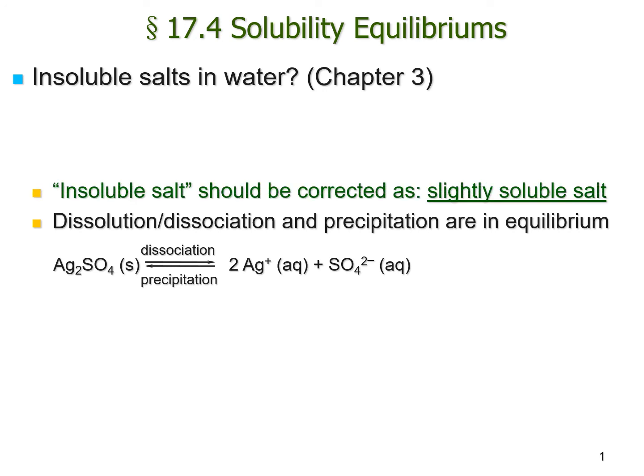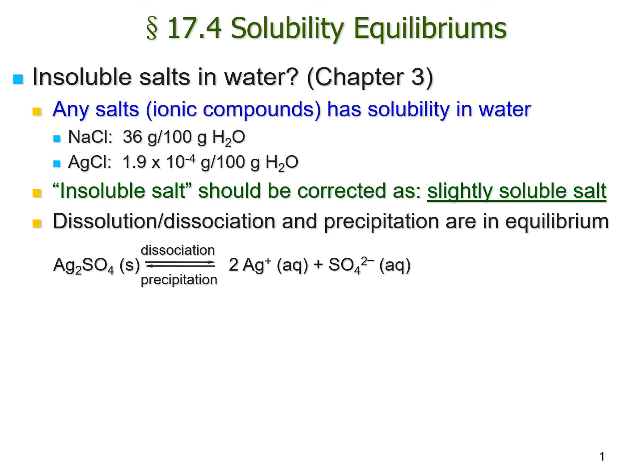So that is why we put a question mark, because that statement needs to be corrected. From this chapter on, we call any insoluble salt a slightly soluble salt. Just how big is the difference between a soluble salt and a slightly soluble salt? Here are the examples: sodium chloride and silver chloride. For sodium chloride, the solubility is 36 grams per 100 grams of water. For silver chloride, it is 1.9 times 10 to the negative 4th grams per 100 grams of water. If we convert them into molarities, we can see just how huge the difference is between these two salts.